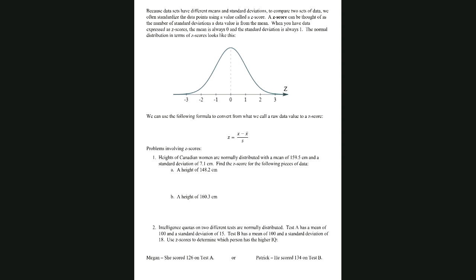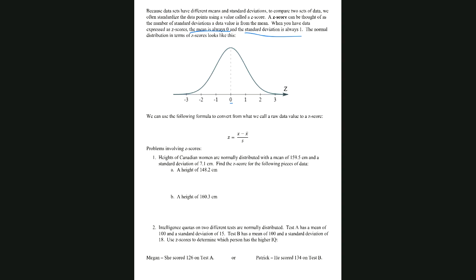A z-score can be thought of as the number of standard deviations that a data value is from the mean. When you have data expressed as z-scores, the mean is always 0 and the standard deviation is always 1. So the normal distribution in terms of z-scores will look like this. 0 is always in the middle, and standard deviation is always 1.